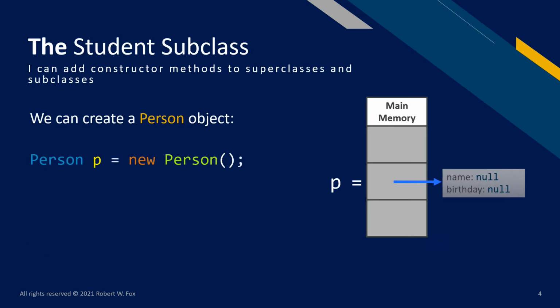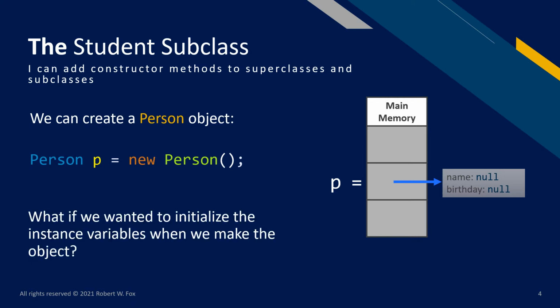We know that we can create a person object. Person, remember, is the superclass, and we can do that just by saying person P equals new person. And on the right, we see the object that it creates. Notice that the name and the birthday instance variables are null because we don't have anything to set them. But what if we wanted to initialize those instance variables when we make the object?